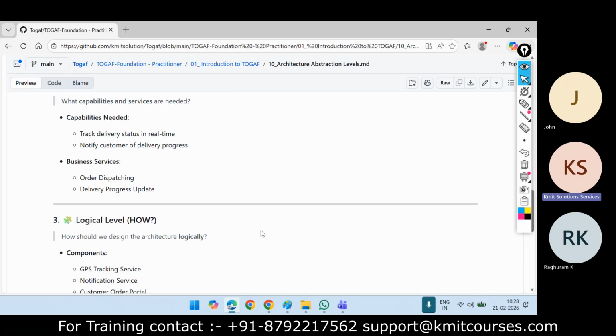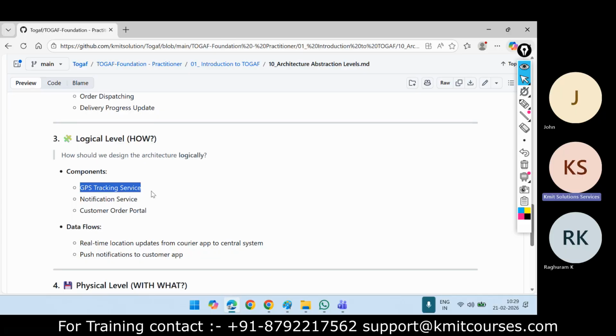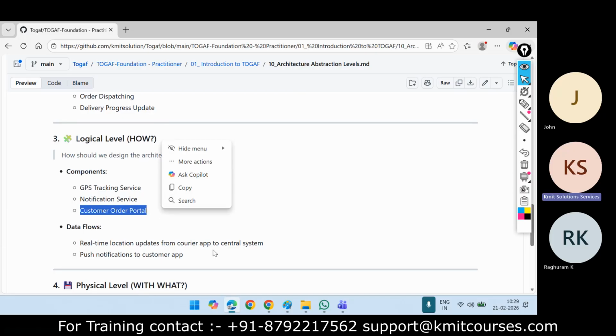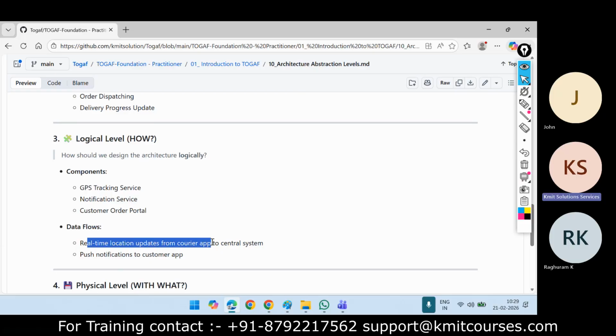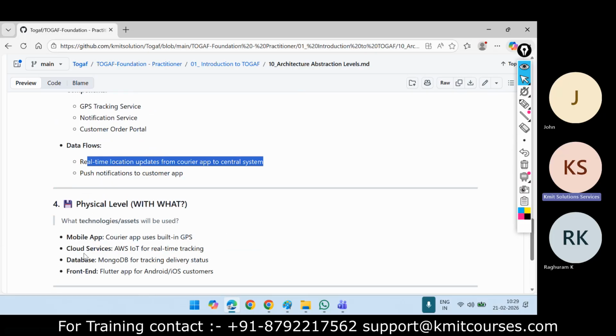How will we do this? How do we design the architecture logically? Components: GPS tracking service, notification service, customer order portal. So we will develop these components. And the data flow: real-time location updates go from the courier app to the central system, and push notifications go to the customer application.